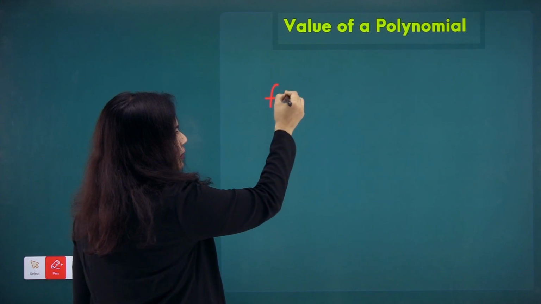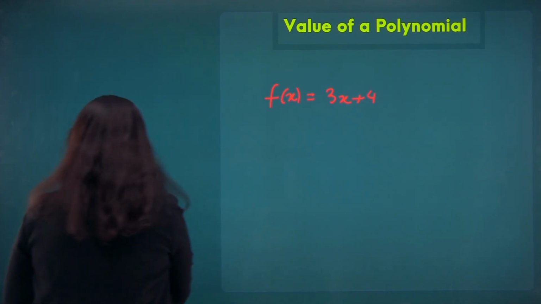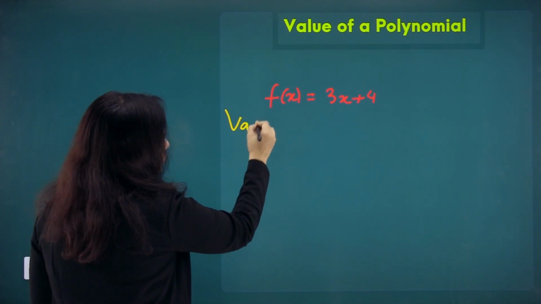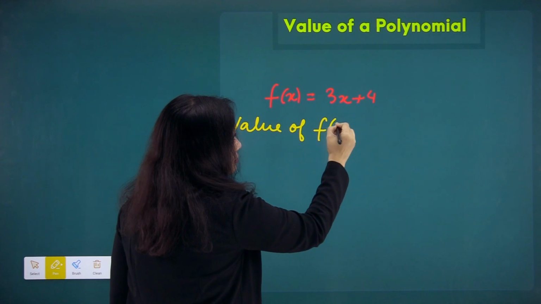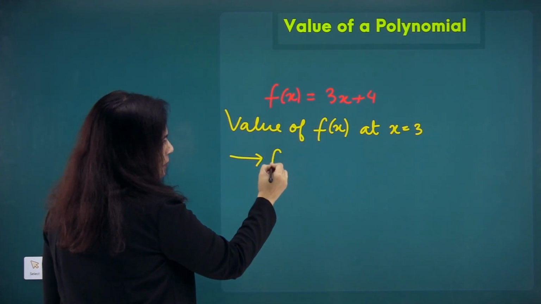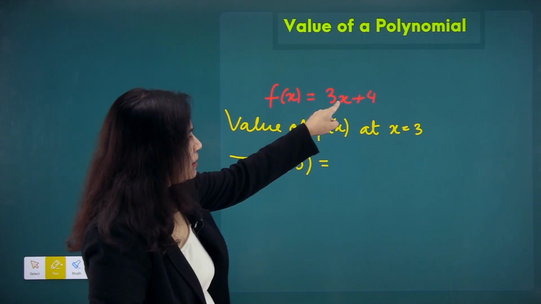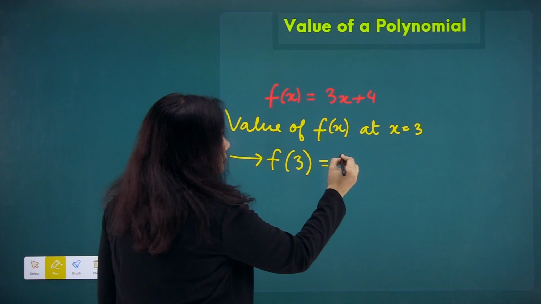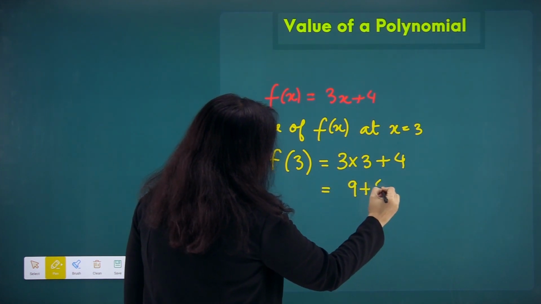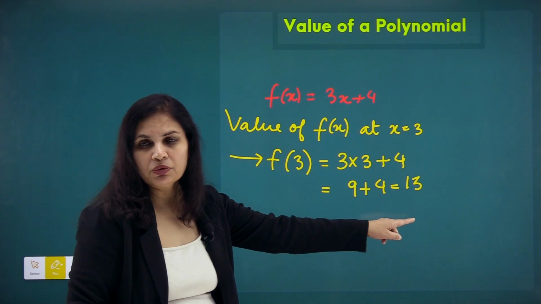Taking the same example, f(x) is equal to 3x plus 4. Value of polynomial at x equal to 3. Value of f(x) at x equal to 3 is written as f of 3. Now, how do I find the value? I find the value by inputting 3 in place of x. So, in place of x, if I substitute 3, I will get the value of the polynomial at x equal to 3. So, this clearly shows that at x equal to 3, the value of the polynomial will be 13.